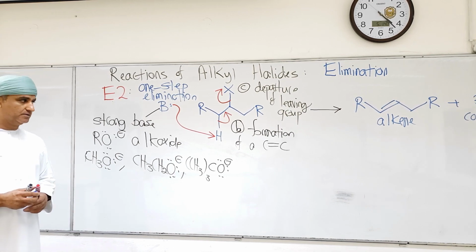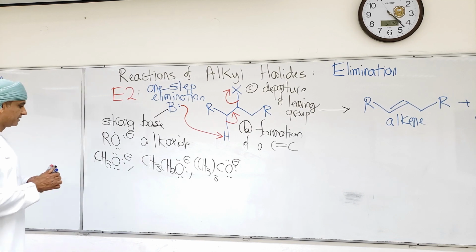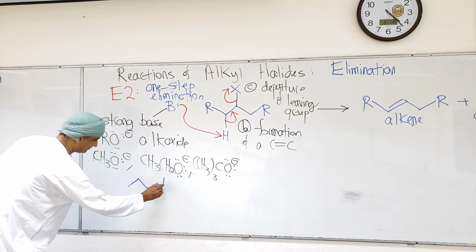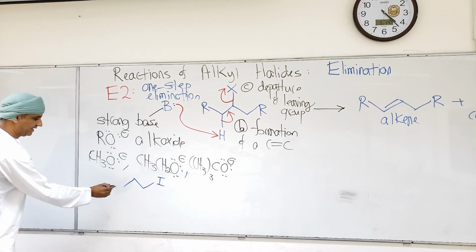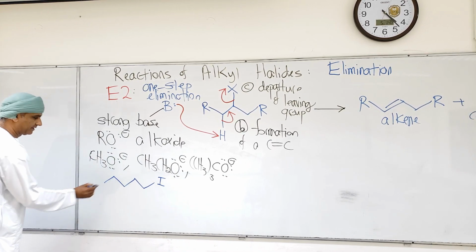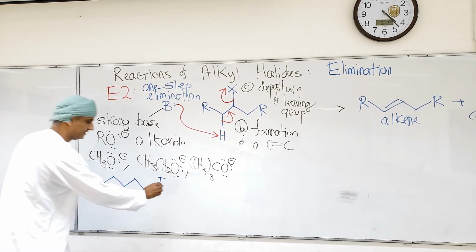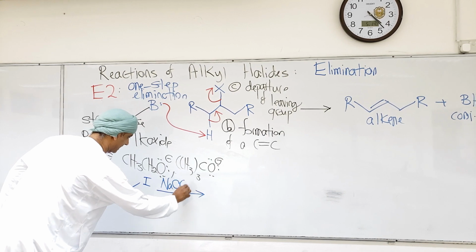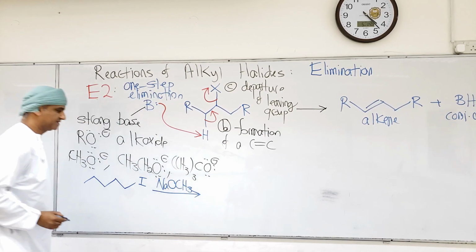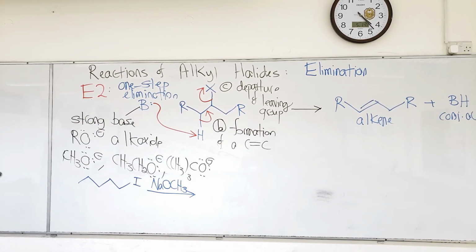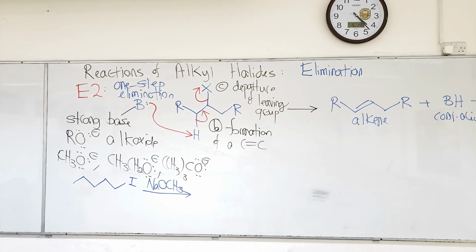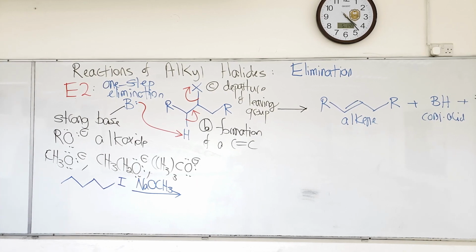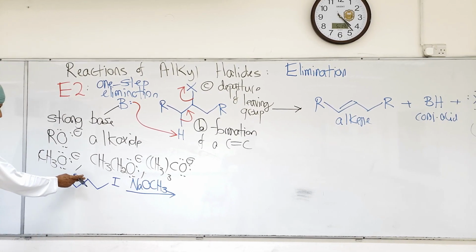So an example of an E2 reaction, if you take this alkyl iodide, and then you treat it with sodium methoxide. So sodium methoxide will behave as a base, and that base will effect an elimination reaction here. And the elimination reaction here will be loss of a proton from carbon 2.